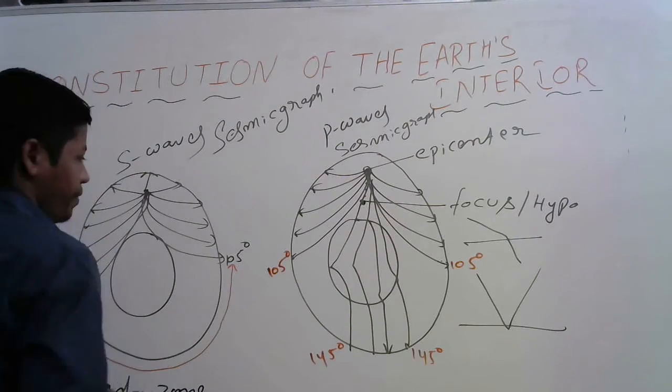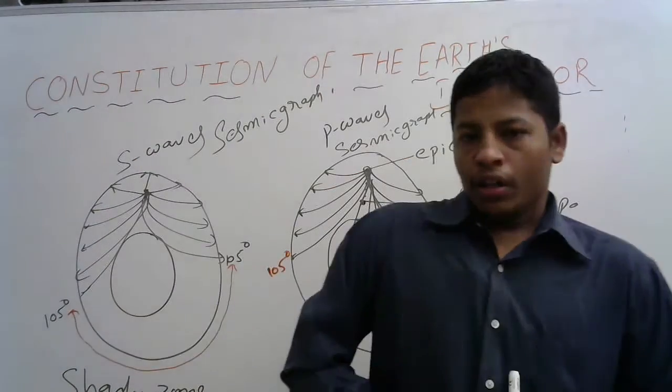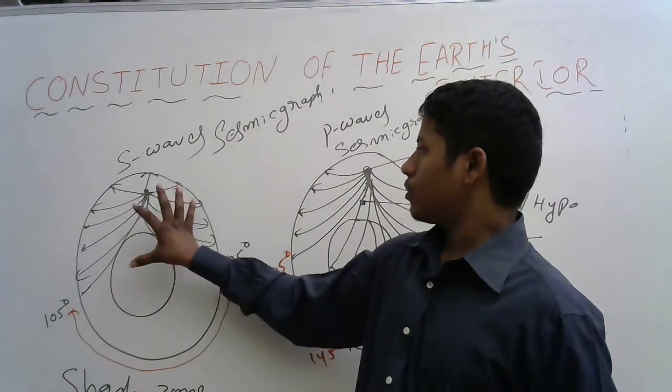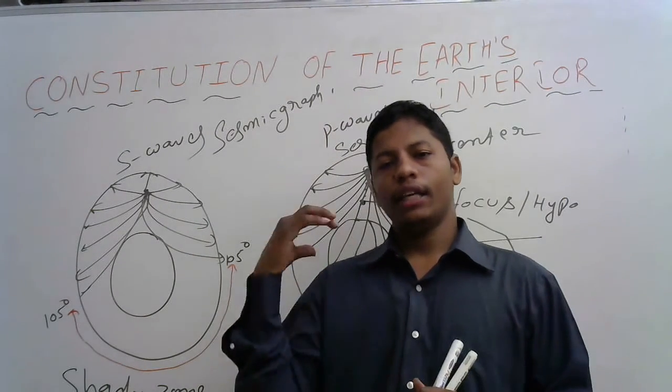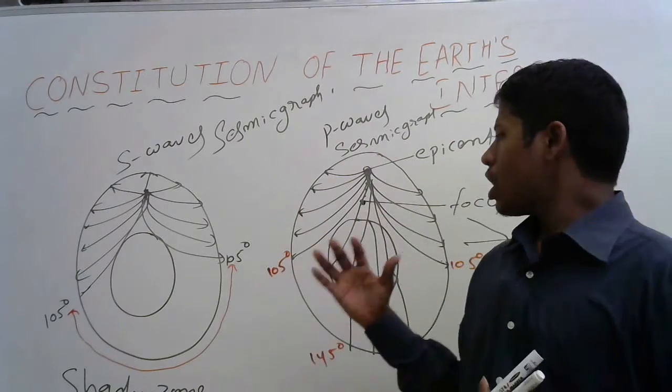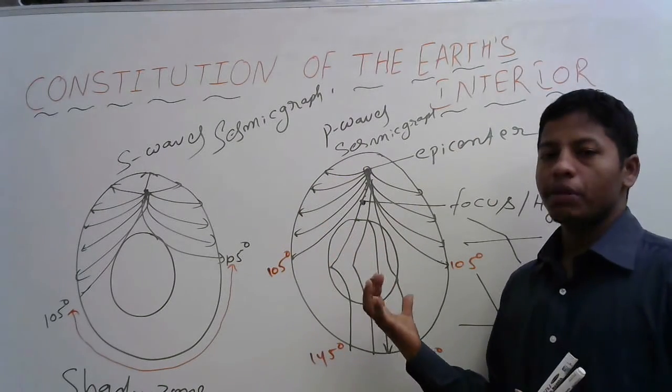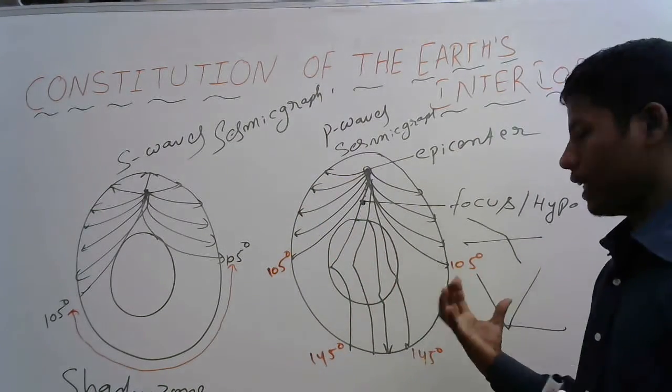Shadow zone of S waves. This S wave seismograph is used to show that the earth's outer core is in a liquid state. Okay, how do we use the P wave seismograph to predict the earth's structure?